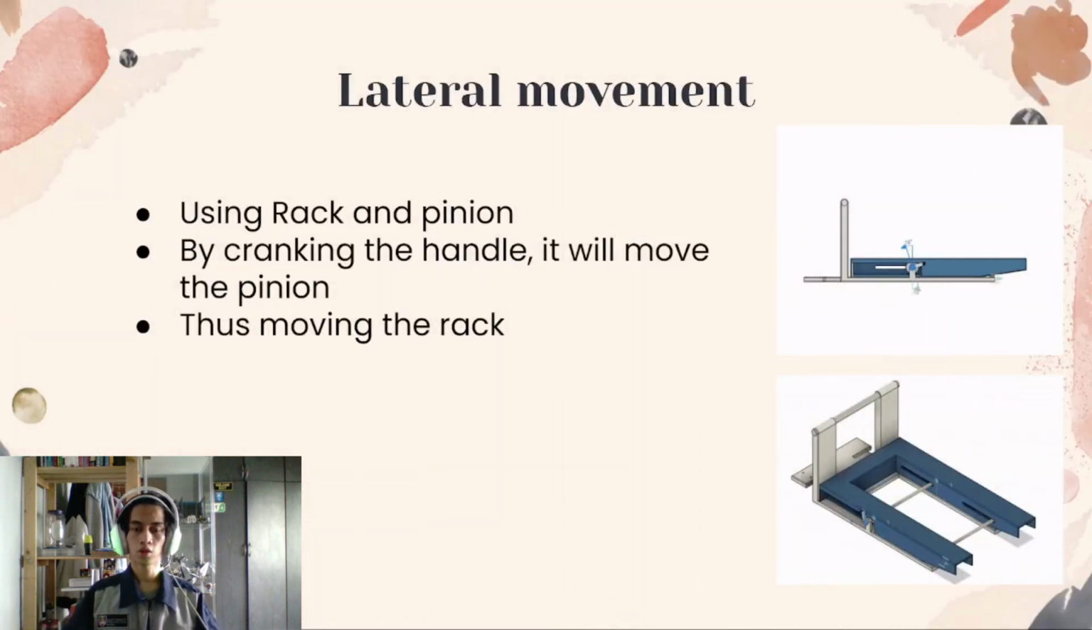Next, we'll carry on with the lateral movement. The lateral movement uses a rack and pinion system, as a handle will control a shaft which has two pinion gears. When the handle is cranked, the pinion gears will move, and it will also move the rack which is on the upper fork. The upper fork will move along the railings which are on the lower fork.